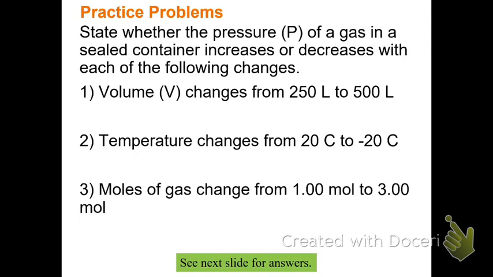All right, so let's look at some practice problems here. State whether the pressure of a gas in a sealed container increases or decreases with each of the following changes. The first one here is regarding volume. The second one is about temperature, and the other one is moles of gas or the number of molecules of gas. So the volume changes from 250 liters to 500 liters.